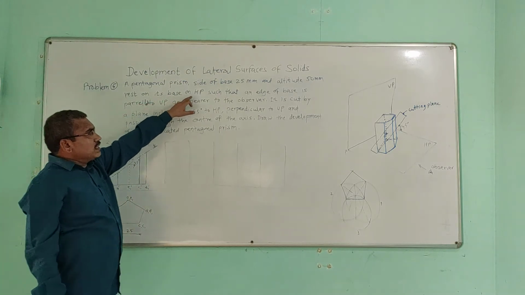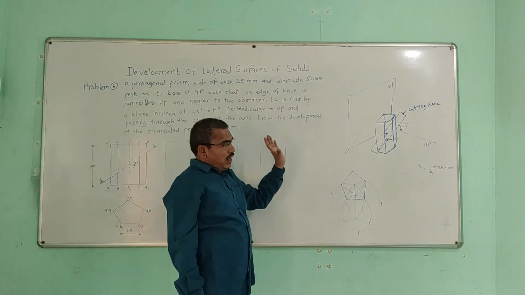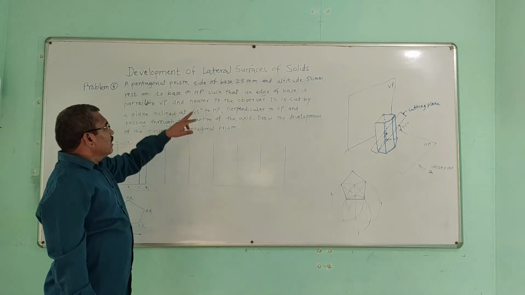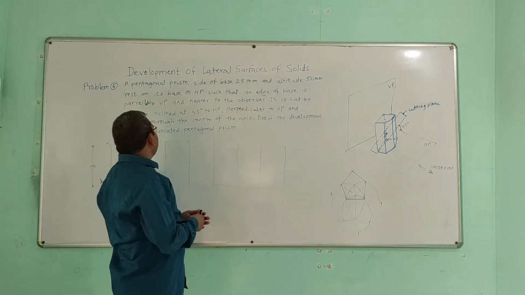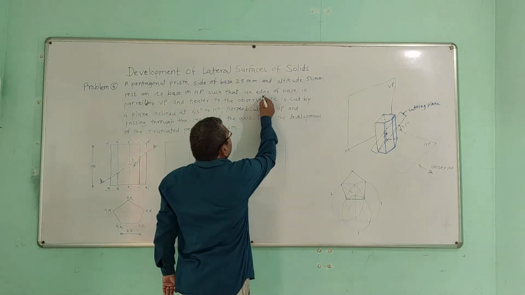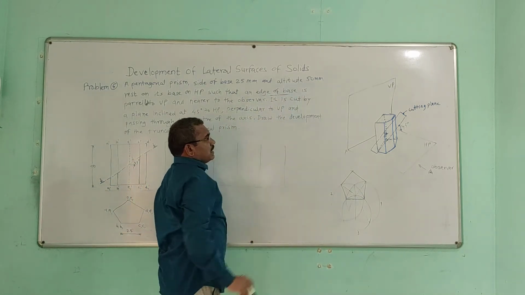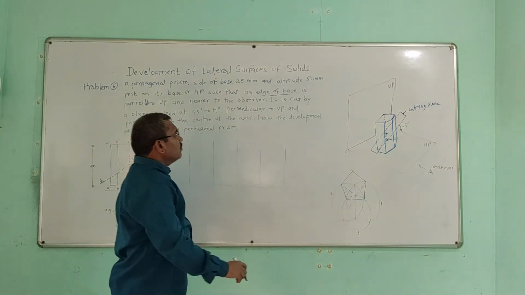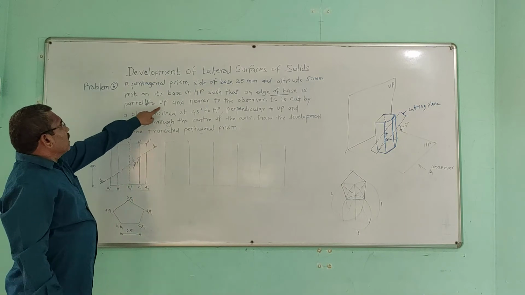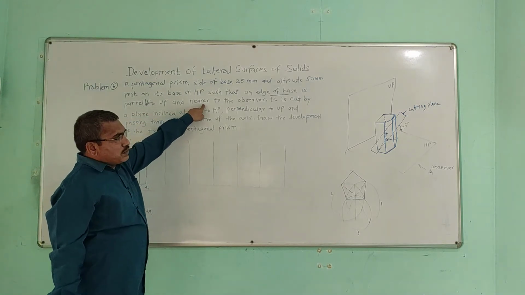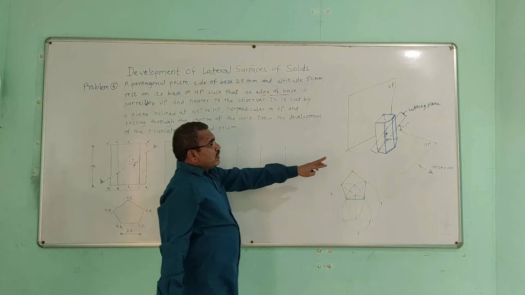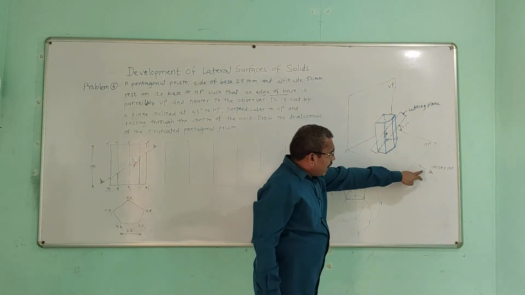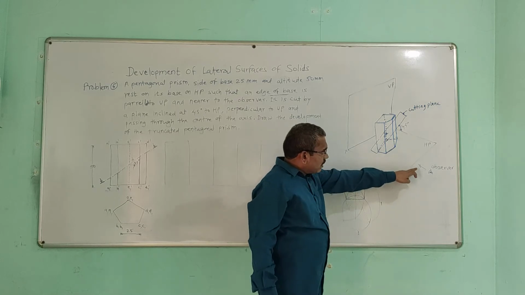Now, it is resting on its base. To understand how it is resting on its base, this is the pentagonal prism resting on its base, such that the base edge is parallel to VP and nearer to the observer. So there are two conditions. You can say that this base edge is parallel to VP and, with reference to the observer, it is nearer to the observer.